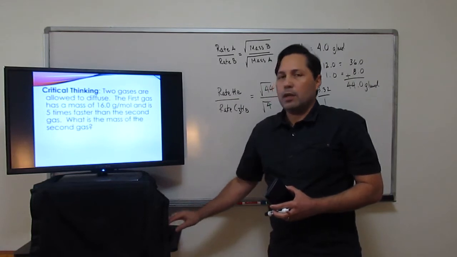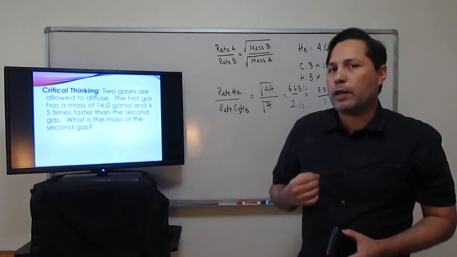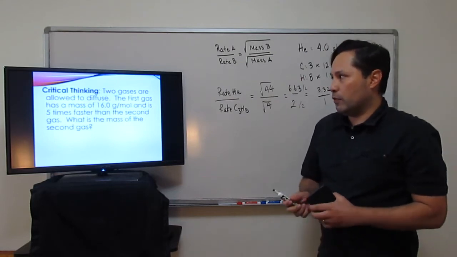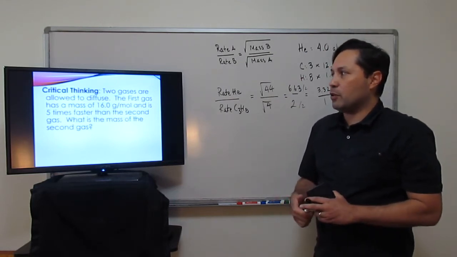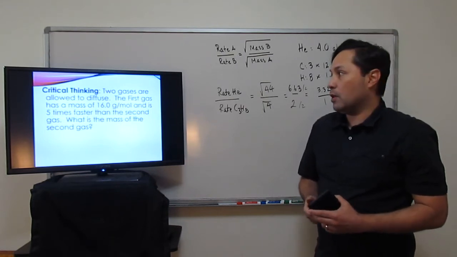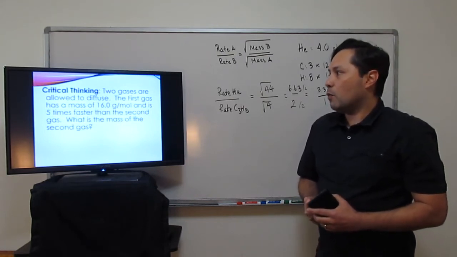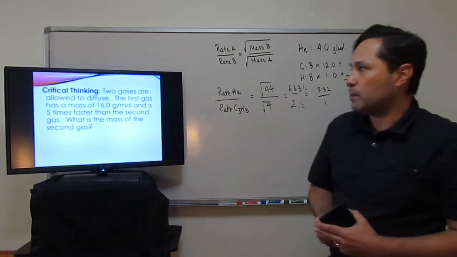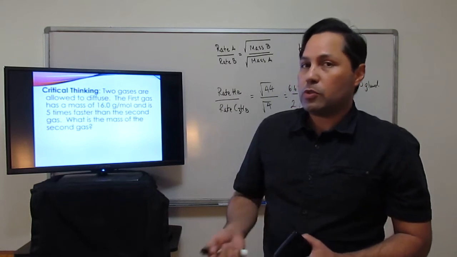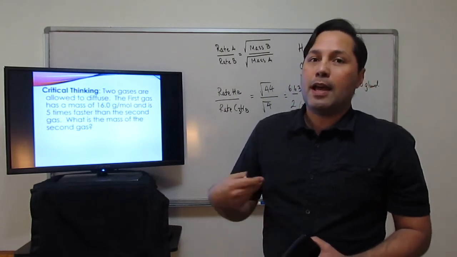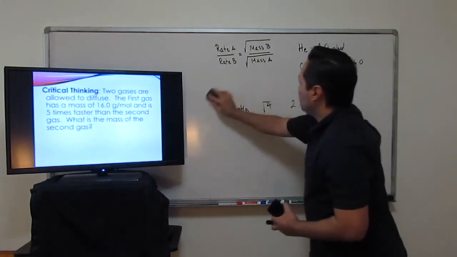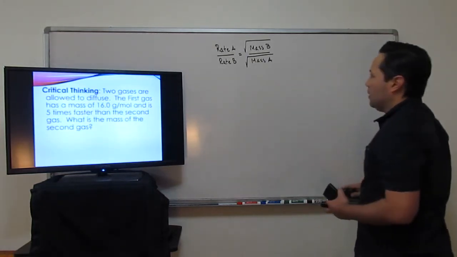In this one, we're asked to go essentially backwards and figure out the mass of a gas. So they ask you, 2 gases are allowed to diffuse. The first gas has a mass of 16 grams per mole and is 5 times faster than the second gas. What is the mass of the second gas? Alright, so the first gas is faster, so that means that the second gas has got to be heavier because it's slower. So let's plug in the numbers.